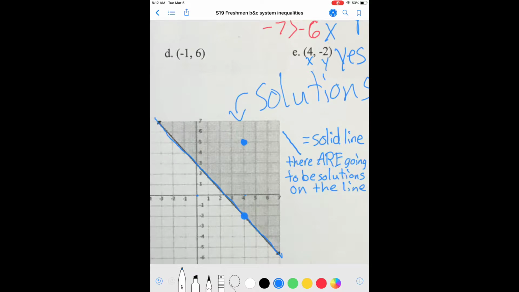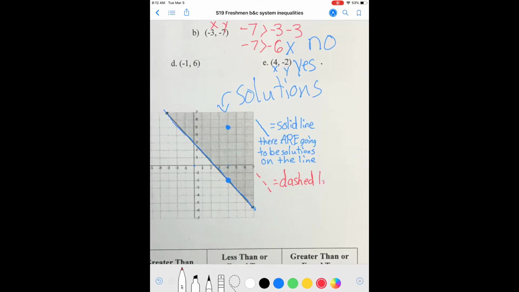Now what if it was dashed? What if it looked like this? So this would be what a dashed or dotted line would look like. There are not solutions on the line. So what does this look like? How do we know if it's dashed or dotted if we are given an equation and we are asked to graph it?